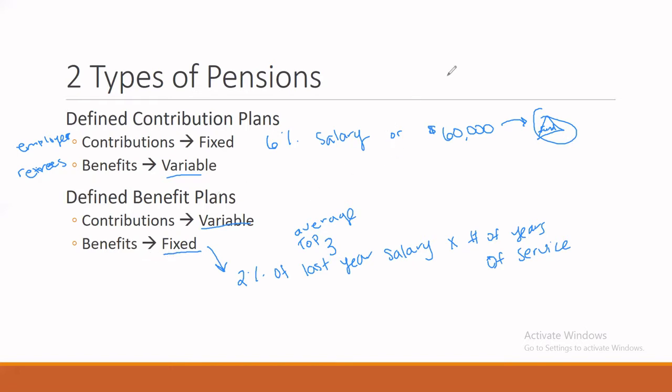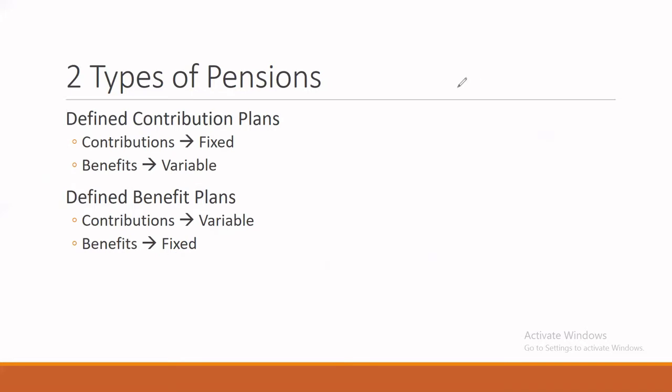Okay. So two types of plans: defined contribution and defined benefit plans. Lately, what's been happening is most companies that have pensions have been doing defined contribution plans. Okay? Because the contributions are fixed, it's easy to figure out how much to contribute into the pension plan. So there aren't too many defined benefit plans anymore, because the employer has to bear the risk of how much to put into the pension plan.